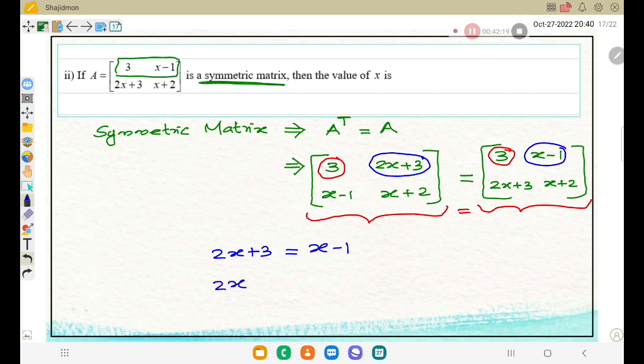So 2x plus 3 equals x minus 1. x taken to the left side becomes minus x, and plus 3 goes to the next side as minus 3, correct? Now 2x minus x means x, equal to minus 1 minus 3, which equals minus 4. So that is the answer. What is the x value here? x equal to minus 4. Now if you are taking another two numbers also, you will get the same answer only, x equal to minus 4. So I hope you understood the idea behind this question, symmetric.